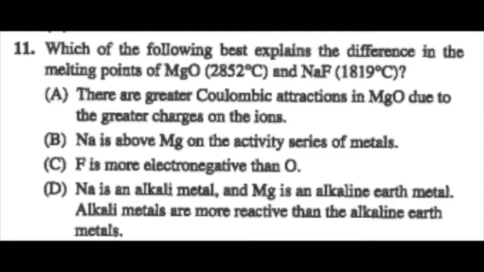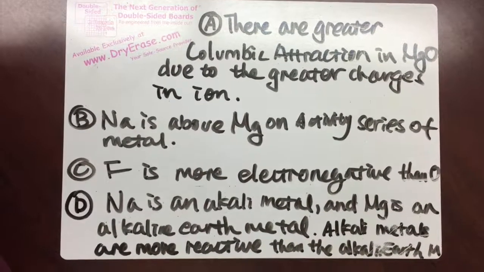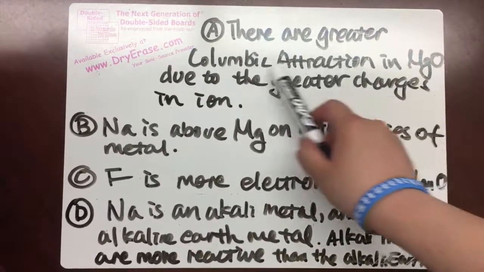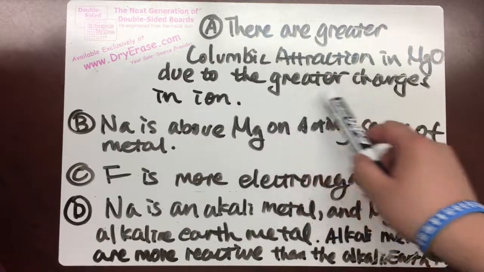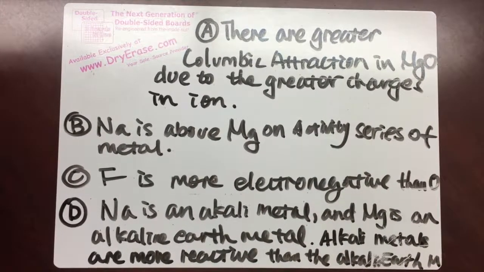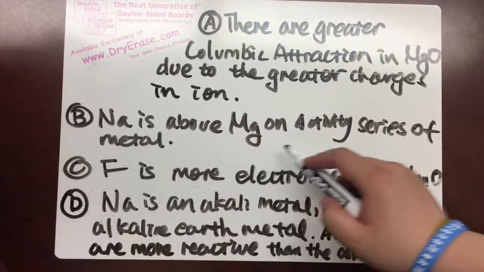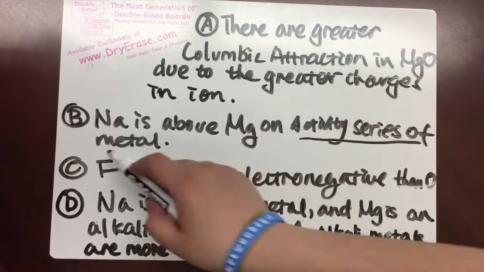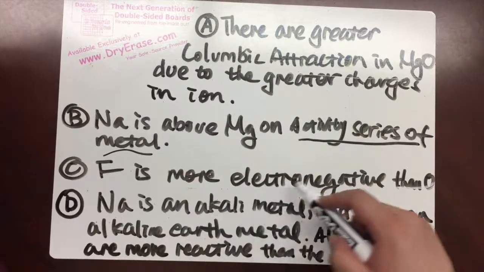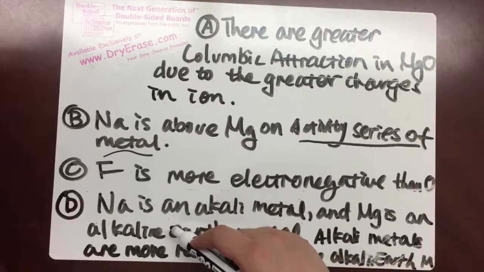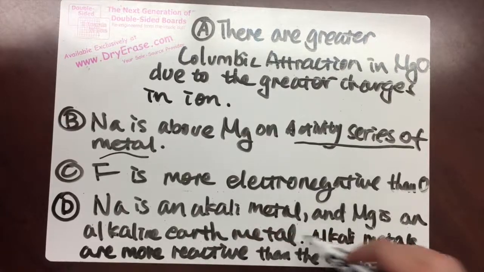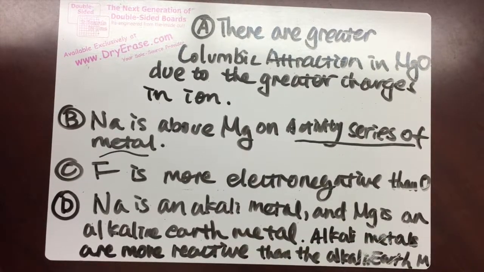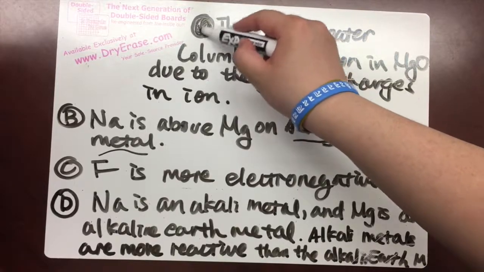Which of the following best explains the difference in the melting point of magnesium oxide and sodium fluoride? In this question, we're basically focusing on intermolecular forces. Since magnesium oxide and sodium fluoride are both ionic bonds, what we need to do is just to use the Coulombic formula. Since magnesium oxide has greater charges on its ions than sodium fluoride, it has a greater Coulombic attraction in magnesium oxide. So the answer will be A.